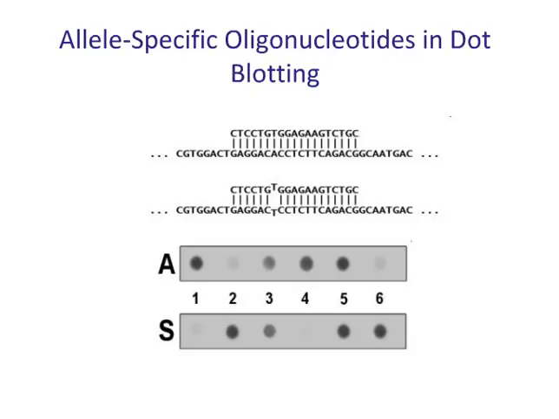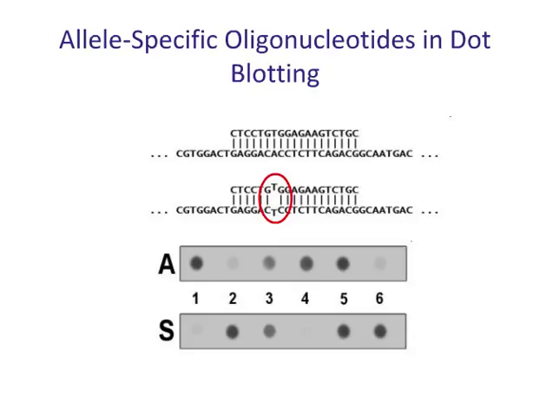This slide illustrates how dot blotting with allele-specific oligonucleotides can be used to determine if individuals are carrying the mutation that causes sickle cell. Genomic DNA is isolated from 6 individuals and blotted onto duplicate membranes. One of the membranes is hybridized to a probe complementary to the wild-type sequence, and the other membrane is hybridized to a probe complementary to the sickle cell mutation. There is only a single nucleotide difference between the 2 probes.